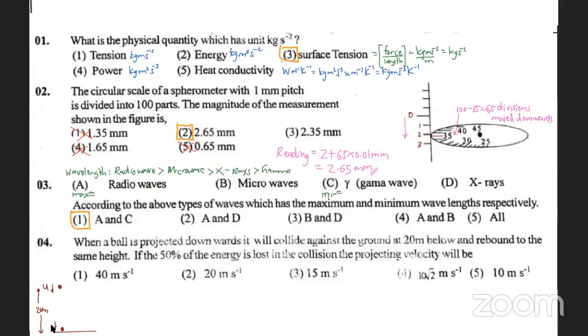v1, and it is rebounding at a different velocity, v2, and it reaches the same height, but the final velocity will be what then? 0. This is once again 20 meters. All right. So earlier you have higher energy. Here you have lower energy.